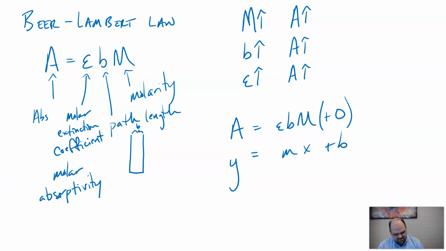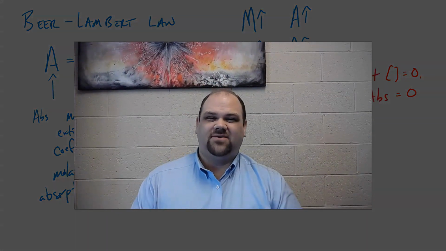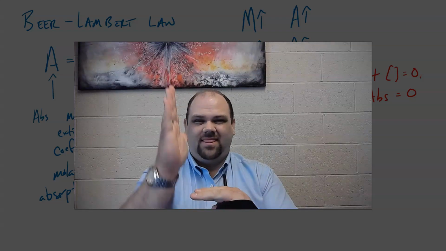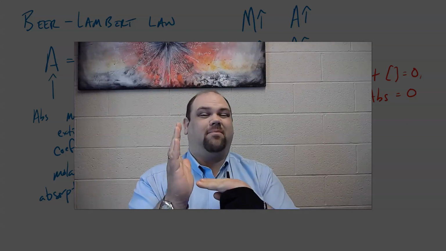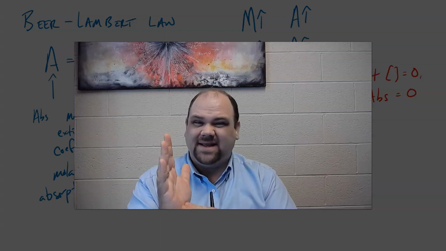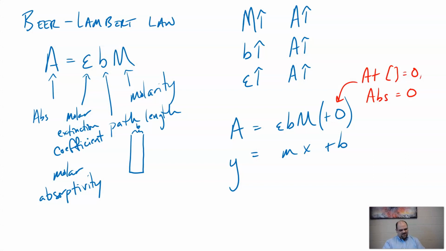What this lets us know is that at a concentration of 0, the absorbance better be 0. Remember, b is our y-intercept, and so where the concentration goes down to 0, the absorbance should also go down to 0. It's not perfectly true all the time, but generally speaking, it should be pretty close to true. And so we can think about this as m times x. We know that absorbance is our y. We know that molarity is our x. And so epsilon times b is our slope.